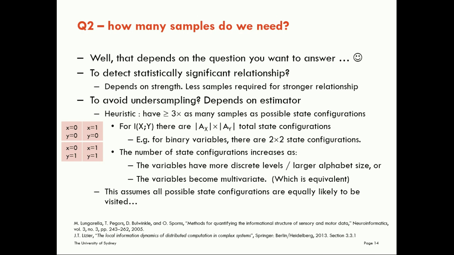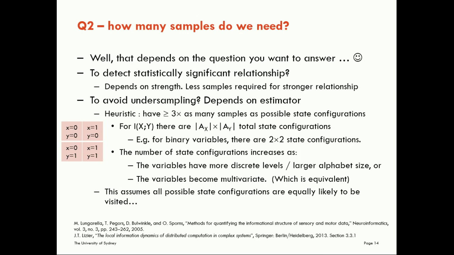I'm going to show you one here from Lungarella and Company, who suggested to use around 3 times as many samples as there are possible state configurations in the data. And Lungarella and Company suggest having about 3 times as many samples. I'd go a lot higher than that, probably at least 10 times or more. What I mean by that is shown on the next line here.